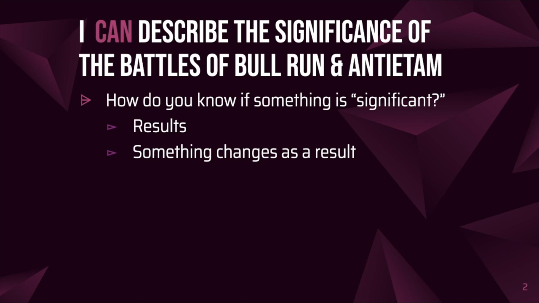So, for today, our learning target is: I can describe the significance of the battles of Bull Run and Antietam. I know it looks like it says Antietam, but it's not, it's Antietam. So we're asking you to describe why something is significant. So how do you know if something's significant? Well, if the results are really astounding or important, then that would be significant. Or if something changes as a result.